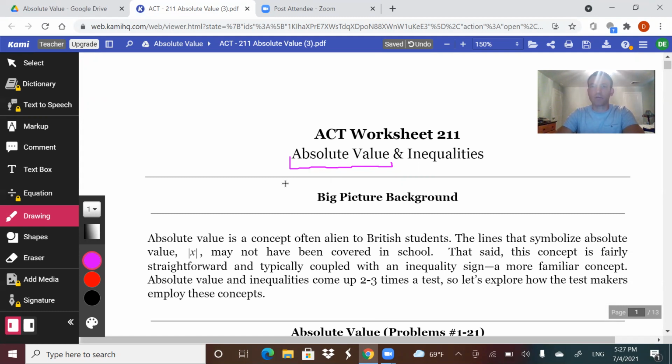The way it's tested on the ACT is maybe 2 problems out of 60 at the most per test. And once you know what it means and just how to solve when you see it, then it's not too difficult. And then the second half of this video is more of a familiar concept, and that's inequalities. Anyway, let's start to talk about absolute value.